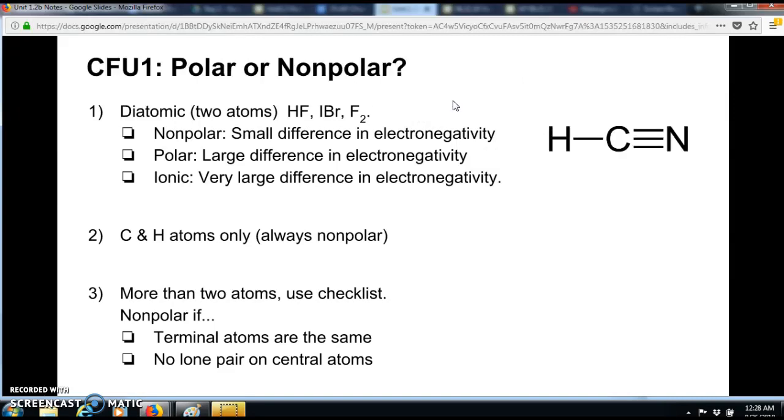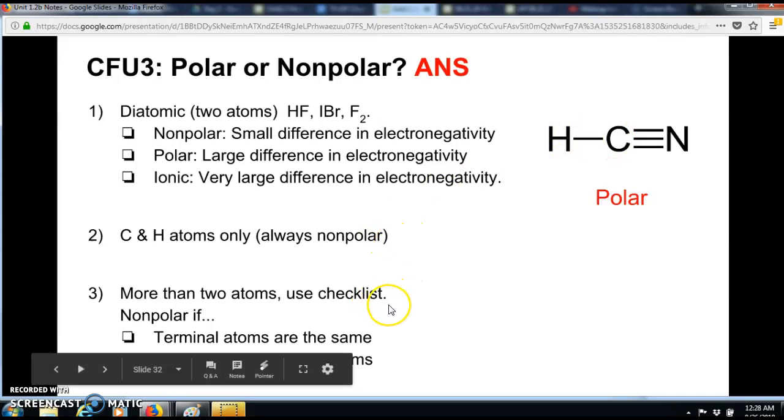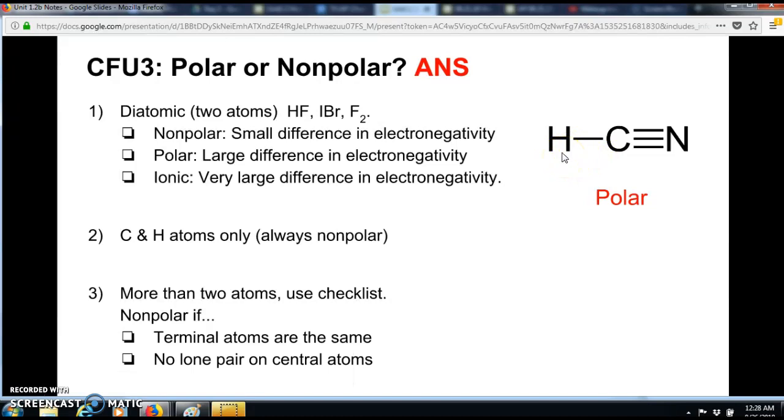All right, let's try to start understanding using these quick tricks for HCN, or hydrogen cyanide. After you determine whether or not this is polar or nonpolar, we're going to come back together and I'll reveal the answer. Okay, so this is a polar molecule. First off, it has more than 2 atoms in it, and it's not just carbon and hydrogen, so we're looking at this checklist at the bottom. And the checklist says, first thing, are the terminal atoms the same? The terminal atoms are the ones at the end, hydrogen and nitrogen. They are not the same, so automatically I know it's not nonpolar because I can't check that box off.